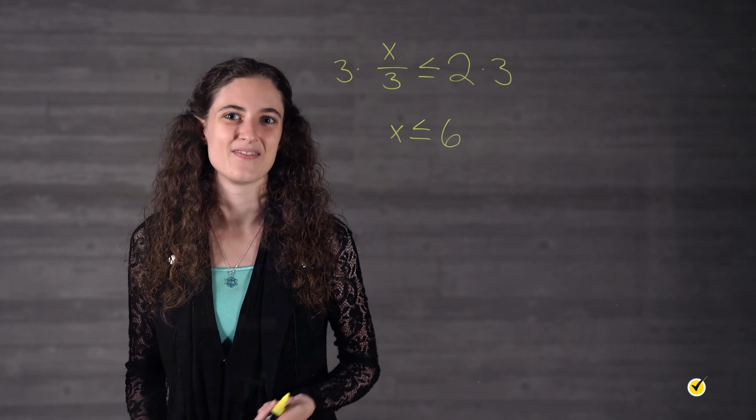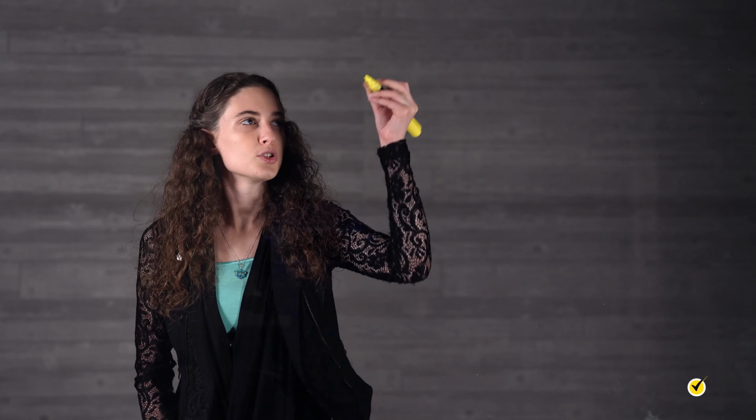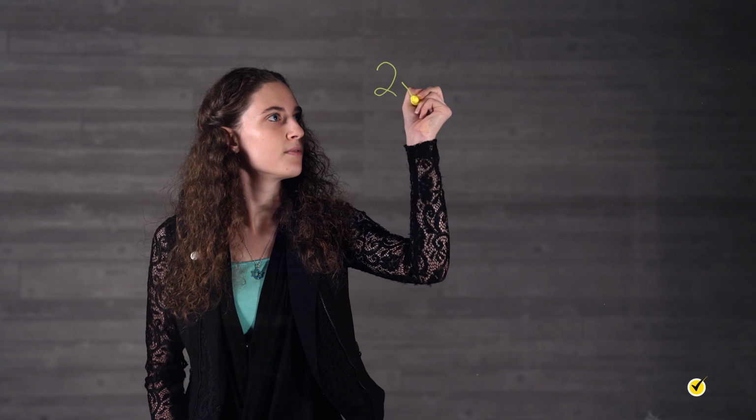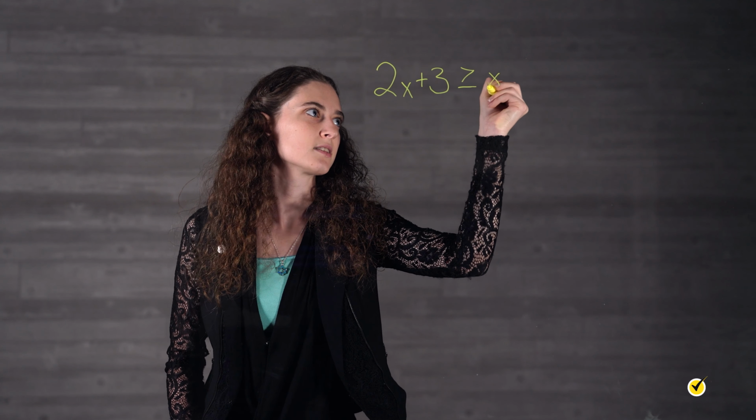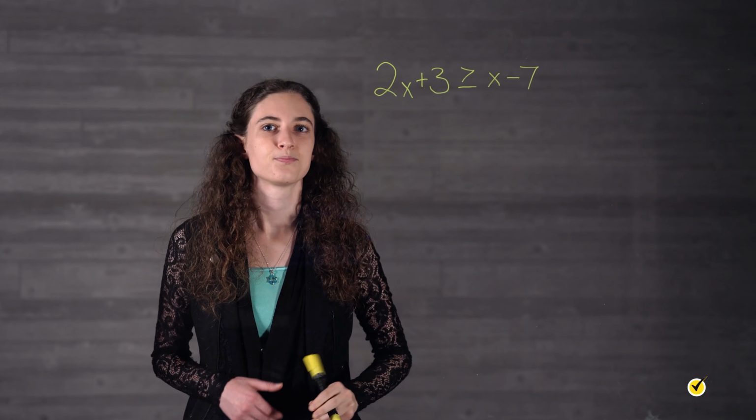That's our final answer. I want you to try one more on your own. For this one, we are going to combine everything we've learned, so it will look a little more challenging, but you can do it. Just apply each step that we've talked about so far. 2x + 3 ≥ x - 7.